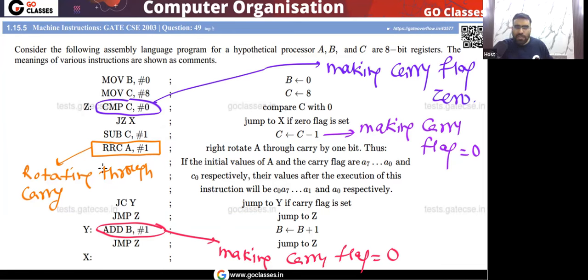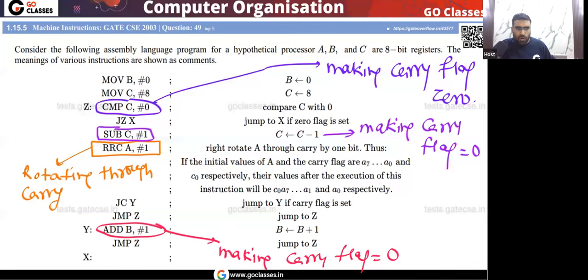So actually what is happening, let me tell you. The problem is like this. If these instructions do not affect the carry flag, then what will happen? If these instructions do not affect the carry flag, then there is no problem. Yes or no? Then there is no problem. See, then this will happen.